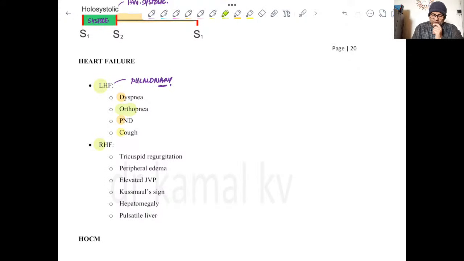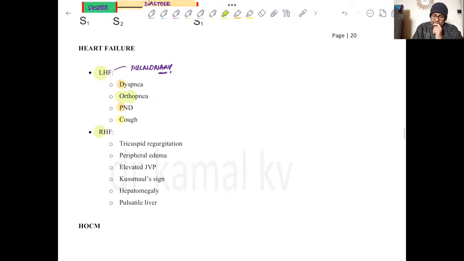In the right side, the manifestations will be in the major veins and organs like the liver. Especially in case of tricuspid regurgitation, we can find a pulsatile liver, where the liver will move up and down with every systole. So there will be peripheral edema, elevated JVP, Kussmaul sign, and enlargement of the liver.